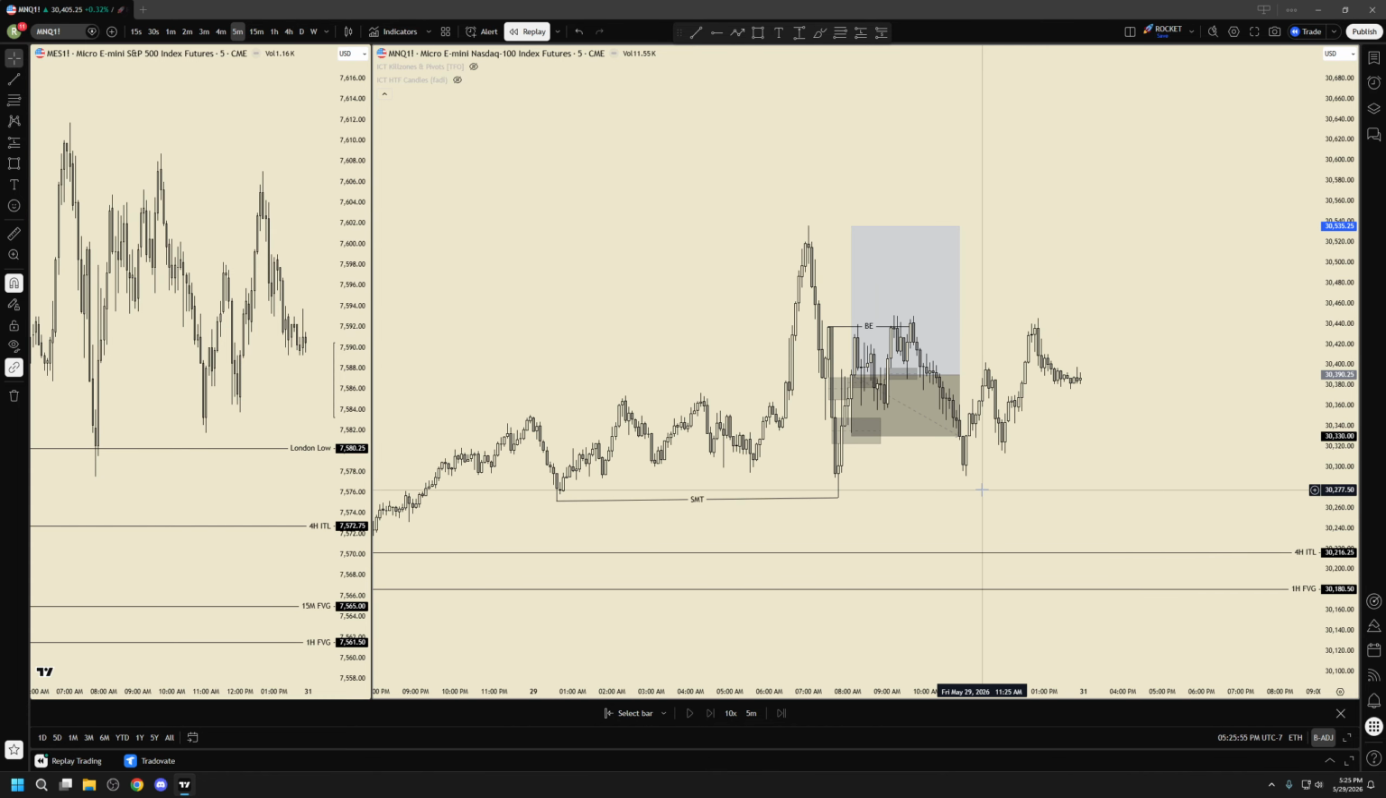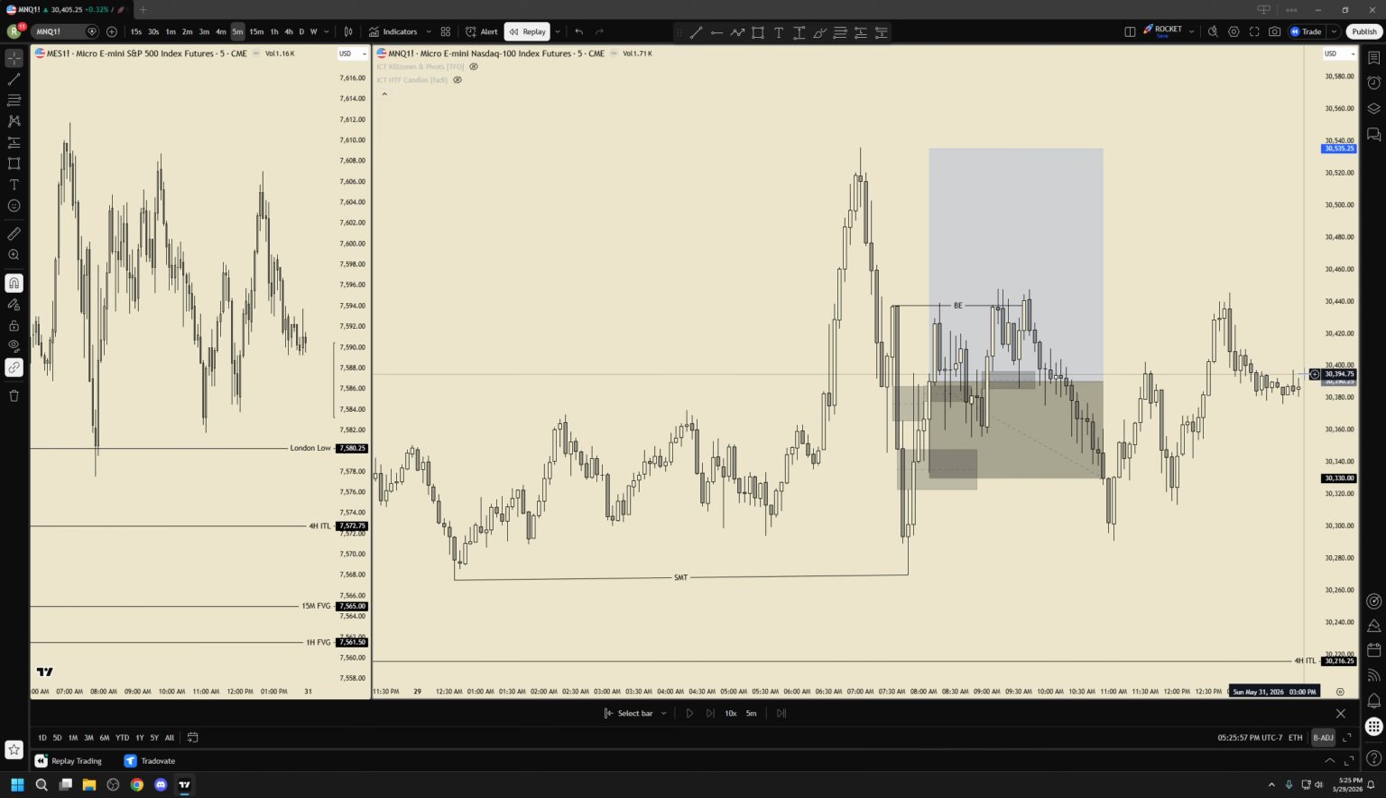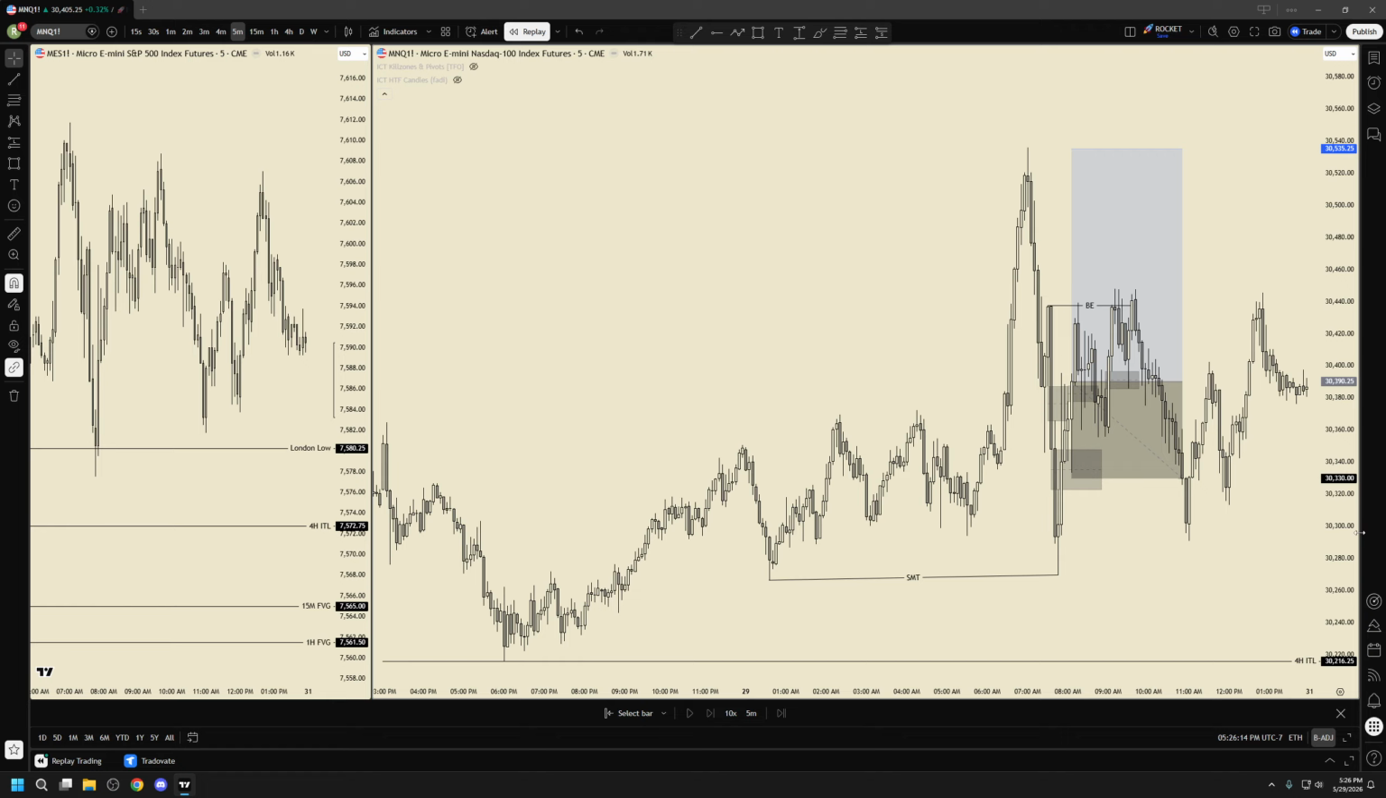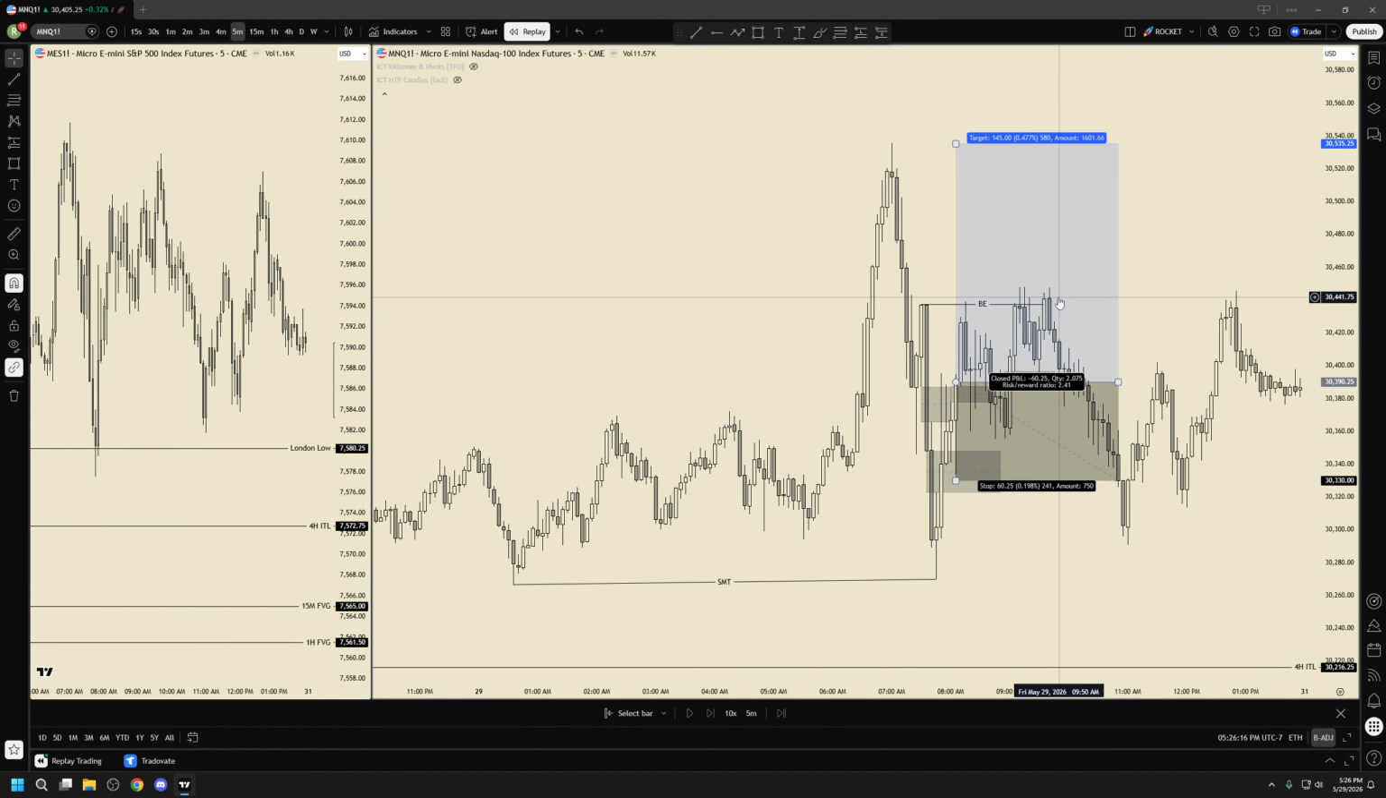What else am I missing? Yeah, that's it. This trade took like 2 hours, low key. From my entry, which is, let's just say 8 o'clock, all the way to like 10. Yeah, 2 hours from entry to going break even, and that's never a good sign.